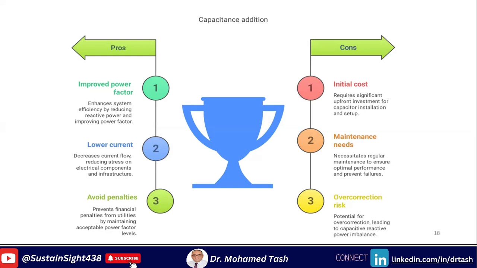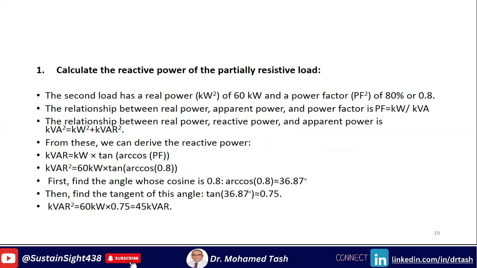As we discussed previously, a lower power factor means a larger portion of apparent power is reactive, leading to higher current and potential penalties from utilities. Adding capacitance to a system with inductive loads helps to counteract the reactive power, thereby improving the power factor. In this example, we will start by calculating the reactive power of the partially resistive load.